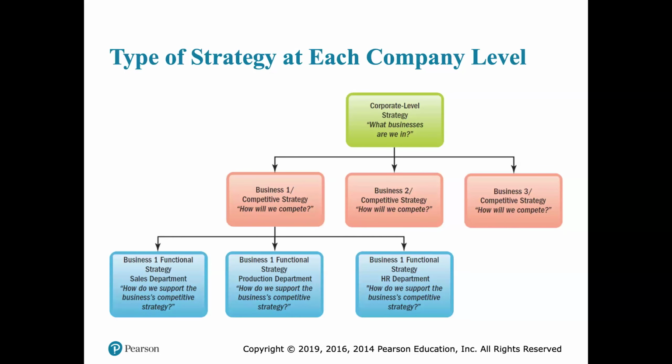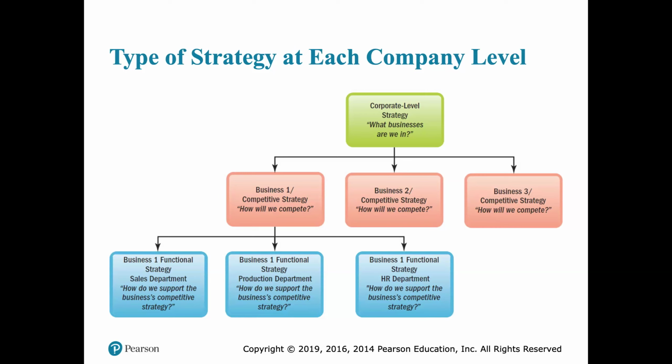Let's look at the type of strategy at each component level. You have corporate strategy. What business are we in? What are we doing? What is our main thing, right? And then, this is just saying we have 3 different businesses. They will think about, how are we going to compete, right? There are different ways you can compete. You can compete on pricing. You can compete on differentiation. You can compete on the breadth of the products that you offer. There are all kinds of different ways a company can distinguish itself from the competition, right?